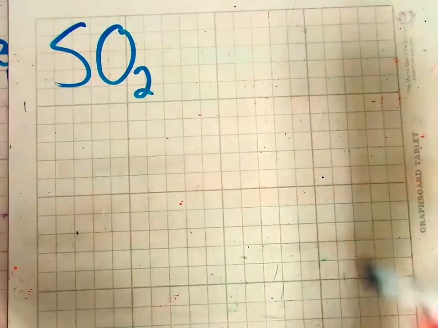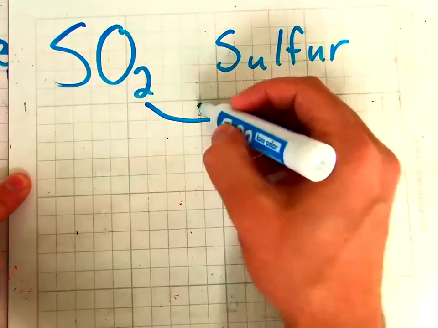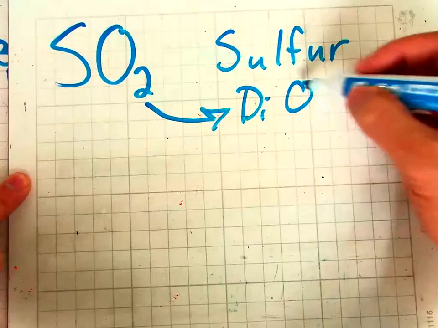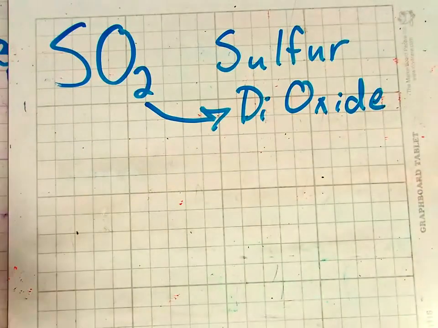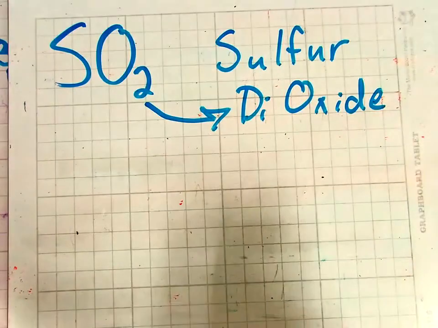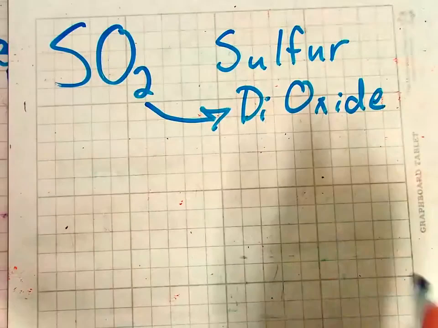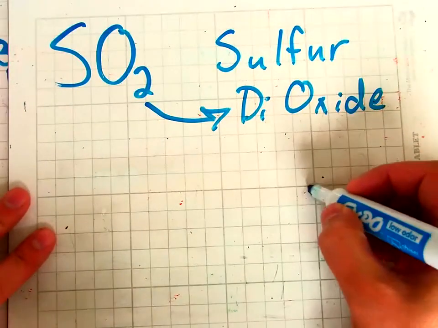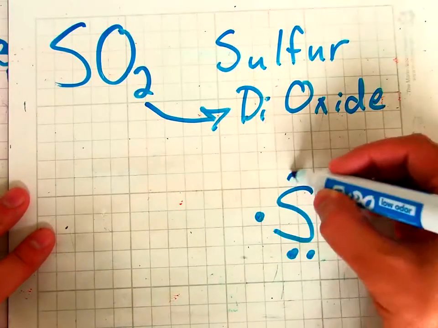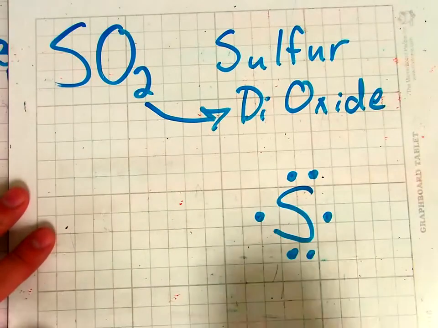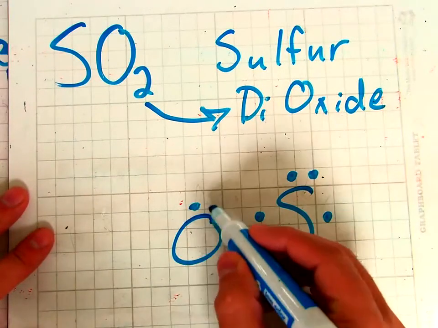SO2. S is going to be sulfur. 2 becomes di. And oxygen becomes oxide, sulfur dioxide. When we take a look at sulfur on the periodic table, sulfur is looking to get 2 more. It has 6 valence electrons. So it's going to look something like that. Oxygen also has 6 valence electrons.